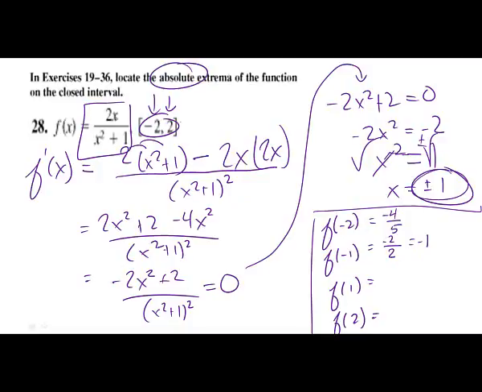All right, I'm putting in a positive 1. 2 times 1 is 2. 1 squared is 1, plus 1 is 2, so that's positive 1. All right, putting in a 2. 2 times 2 is 4. 2 squared is 4 plus 1 is 5. All right, so what's your min and what's your max?